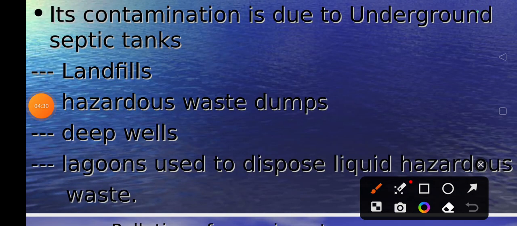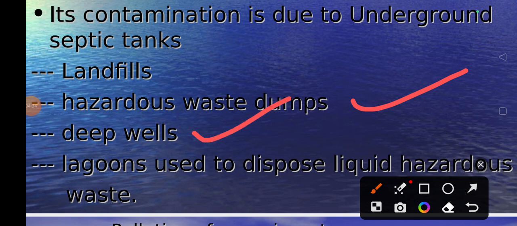Hazardous waste dumps also, and deep wells, we are putting deep wells, by which underground water is depleted. And lagoons are also used to dispose of liquid hazardous waste. Everything leading to hazardous waste is leaching into the groundwater and polluting it. These sources are polluting the groundwater directly or indirectly.